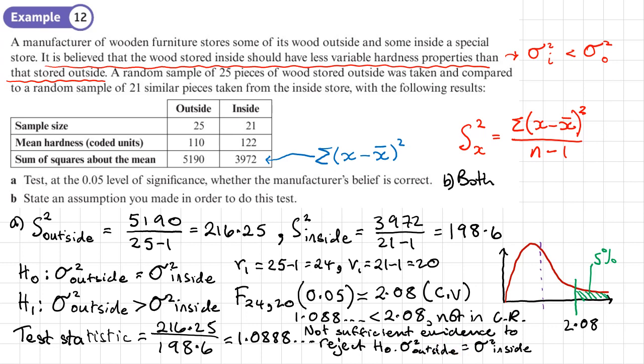And part B, state an assumption you have made in order to do this test. Well, that both populations are normally distributed. Now in previous examples it said that the populations were normally distributed. If it doesn't tell you that and it asks for an assumption, then that's going to be what you write down. We only do these tests on variances where the populations are both normally distributed.